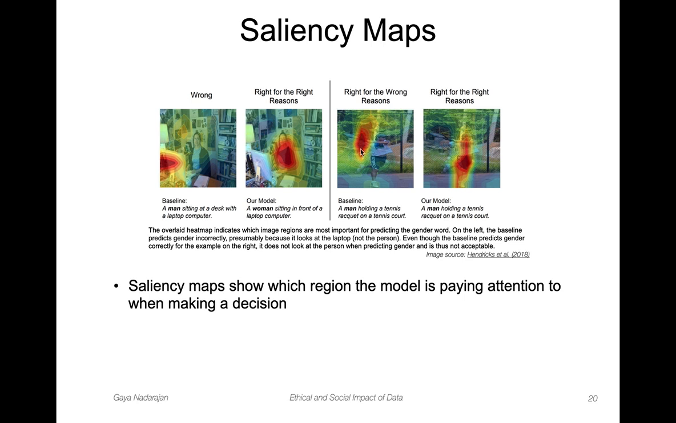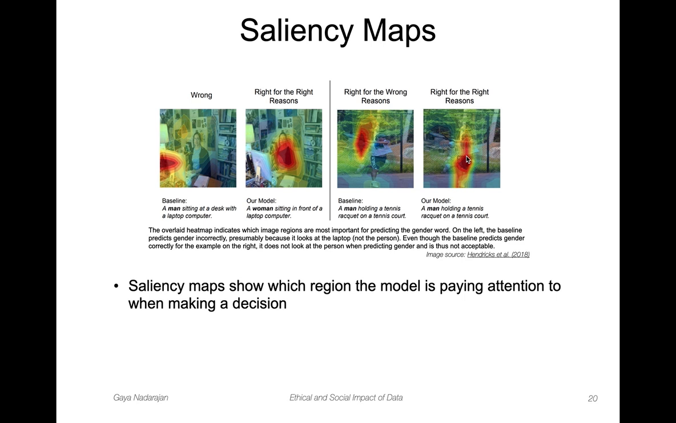And here we have an example. It says it is a picture of a man holding a tennis racket. However, when it is trying to predict the word man, instead of looking at the man, it's actually looking at the tennis racket. So even though it has come up with the right caption, it is for the wrong reason. So we know that this model is a biased model.